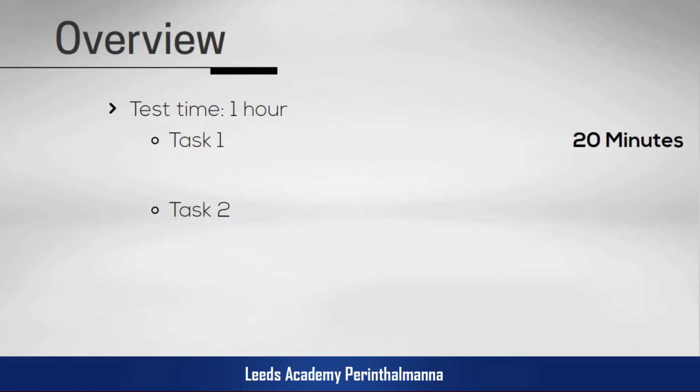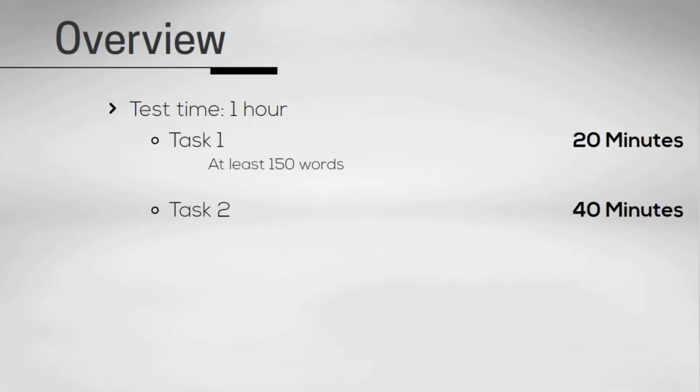It's divided into 2 tasks. You should spend no more than 20 minutes on the first task. This will give you 40 minutes for the second task. And you need to write at least 150 words for task 1 and 250 words for task 2. Remember, you must manage your time yourself. You're only told to start the test at the beginning and stop writing at the end.